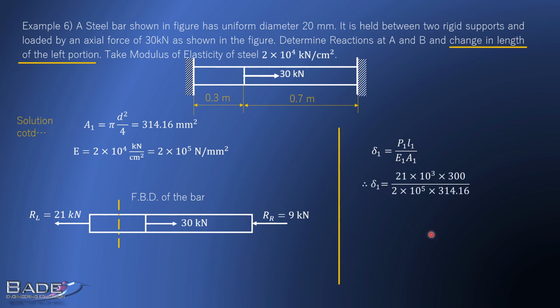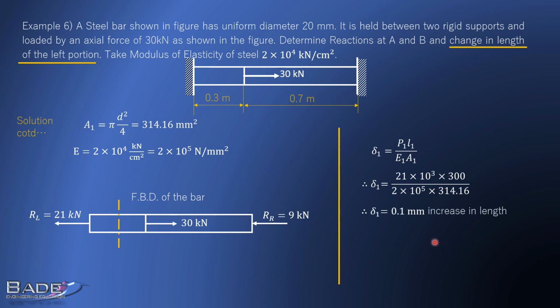Okay. So I've substituted the values. 21 kilonewton. So I have multiplied by 10 raised to 3. So it is in Newton. Length in millimeters. It's given 0.3 meters. But we have used this value here in millimeters. 2 into 10 raised to 5 Newton per millimeter squared. Here given value of E is 2 into 10 raised to 4. But we have taken care of unit. And cross-sectional area 314.16.